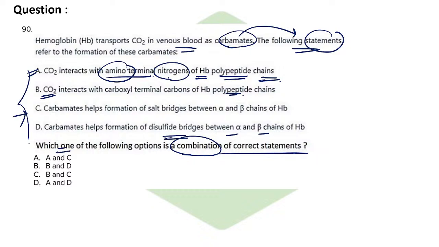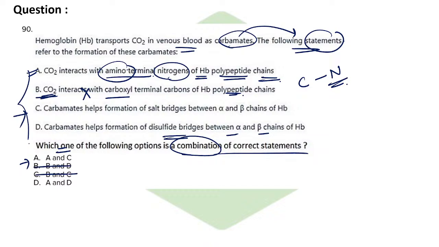Okay, so which of the following options is the combination of the correct statements? The answer for this is option A. CO2 interacts with the amino terminal. Obviously, your C will be interacting with the nitrogen part and not with the carboxyl terminal, because this will be repelling. So B is the wrong statement.